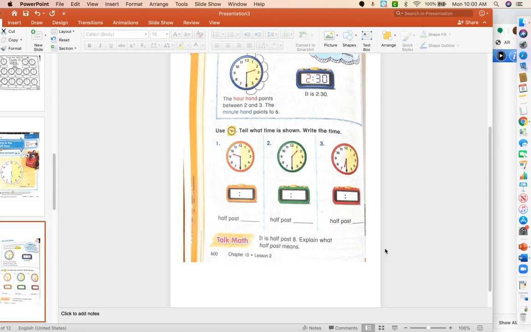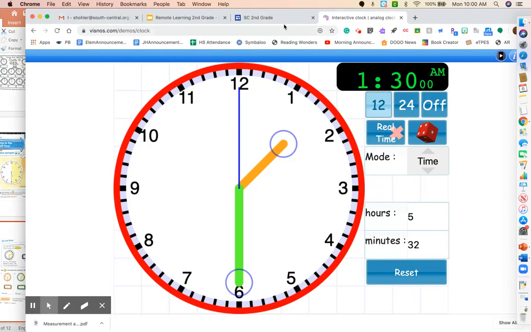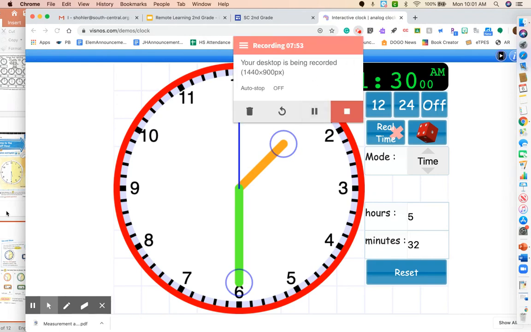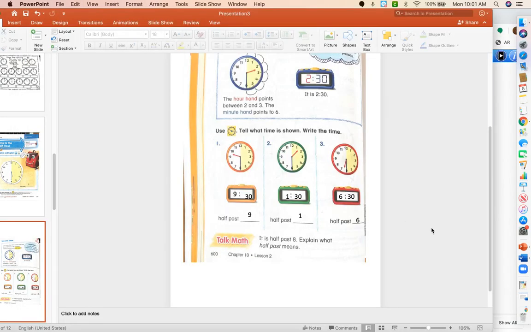Try number 3 on your own, and I will be right back to be able to check your paper with mine. All right, I would like you to check your page 600 with my page 600 and make sure that we both have the same answers. Remember, you can always put me on pause if you need to check it for a little bit longer.